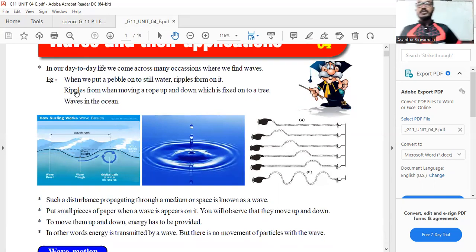For example, when we put a pebble onto still water, ripples form on it. So the diagram is here, I'll show you. This is the diagram related to that. Once you put a small piece of stone under the water, ripples appear on the surface. Those are a kind of wave. The second one, ripples form when moving a rope up and down, which is fixed onto a tree. Once you move the rope up and down, we see a wave going along it. Then waves in the ocean. Here you can see the diagram of the ocean, and we regularly see waves appearing on the surface.